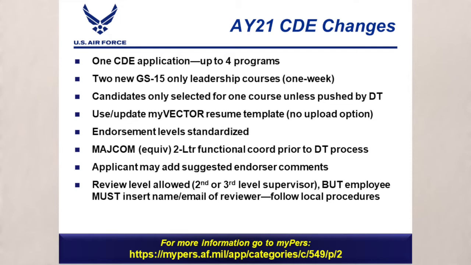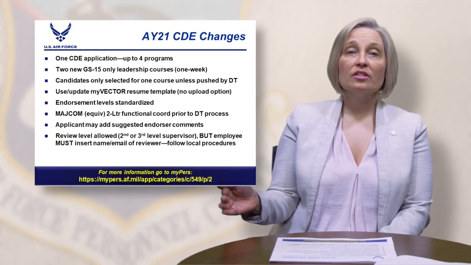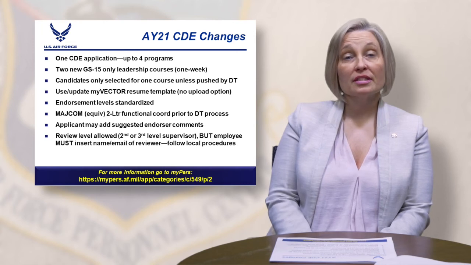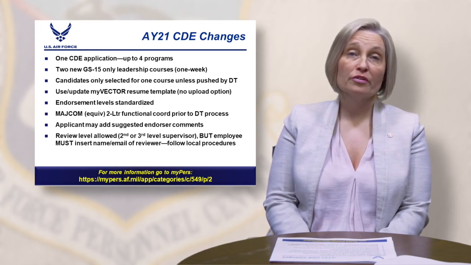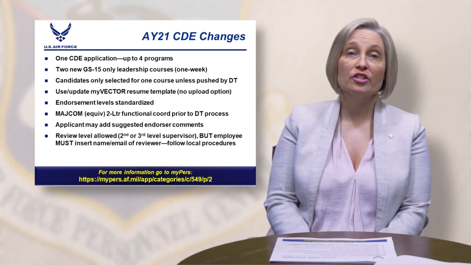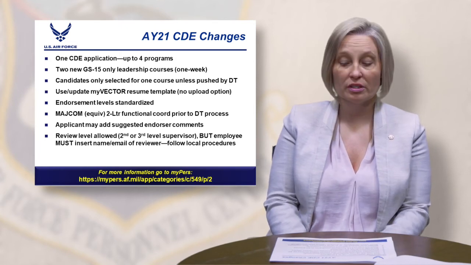And then finally, there are multiple levels of review that can be inserted into the package. So depending on the level of endorsement, your package might go from you to your first level supervisor and then straight up to an SES or general officer. The system will allow you to manually insert a second level or a third level reviewer, but you have to manually insert that person's email and information in order for them to review your package before it goes all the way up to the general officer or SES if your package goes to that level.